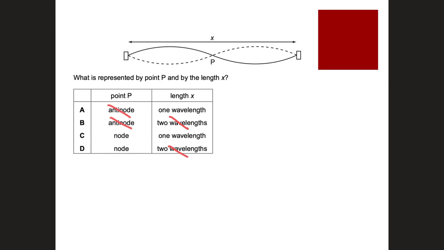Remember, a lot of the times with questions like this, it's easier to answer it column by column, and then when you're done, you can see which one has not been crossed off.